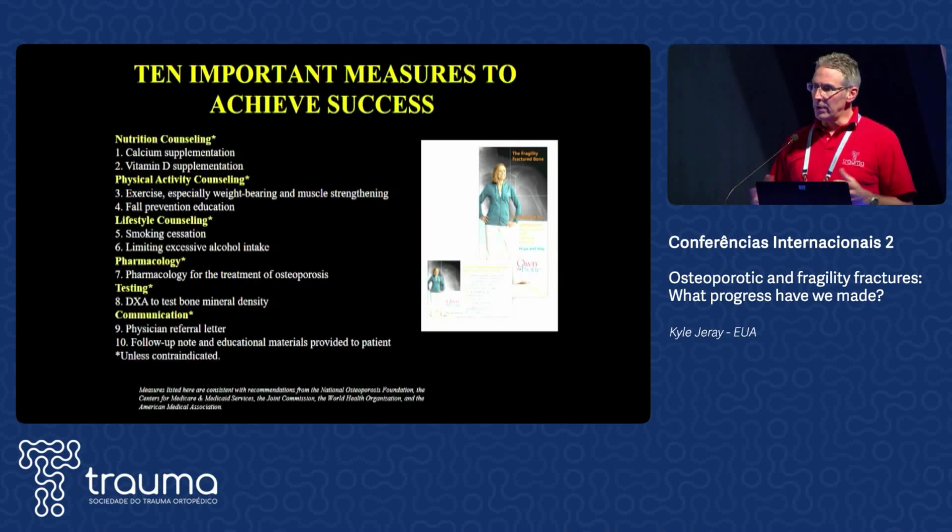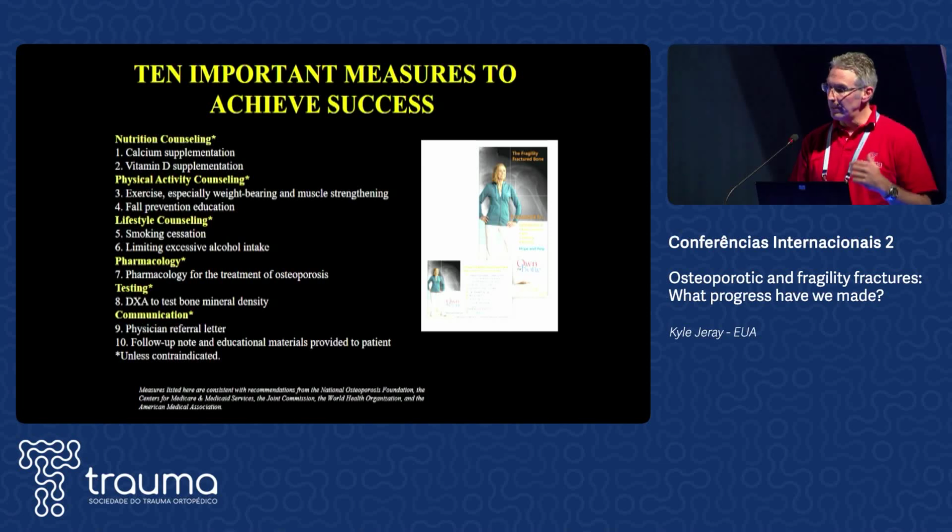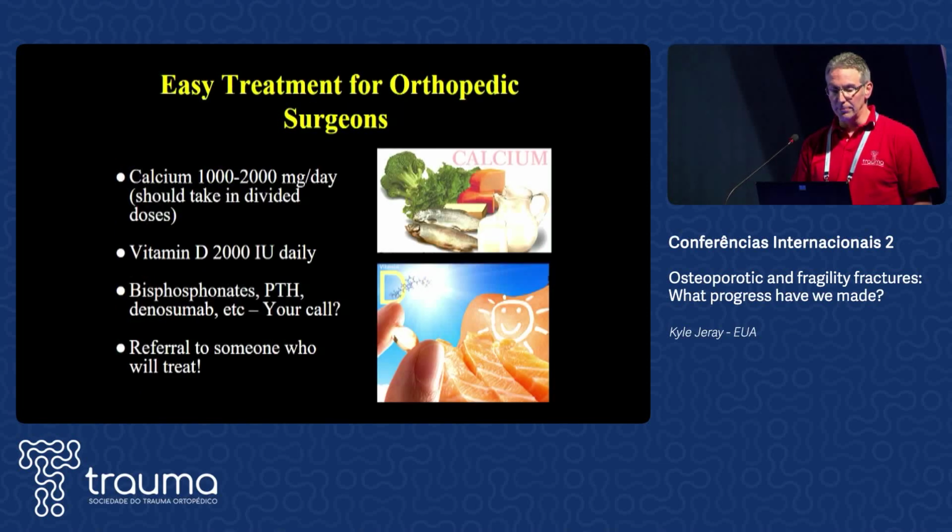These are the typical 10 measures that I think most of us find important when dealing with patients with poor bone. A lot of these can be done by our ancillary staff: nutrition counseling, physical activity, lifestyle counseling, all very easy. Most of those are done by our PAs, our nurse practitioners, and our nurses. It's a little more difficult when we think about pharmacology, testing, and communication to make sure that our patients are getting the osteoporosis looked at.